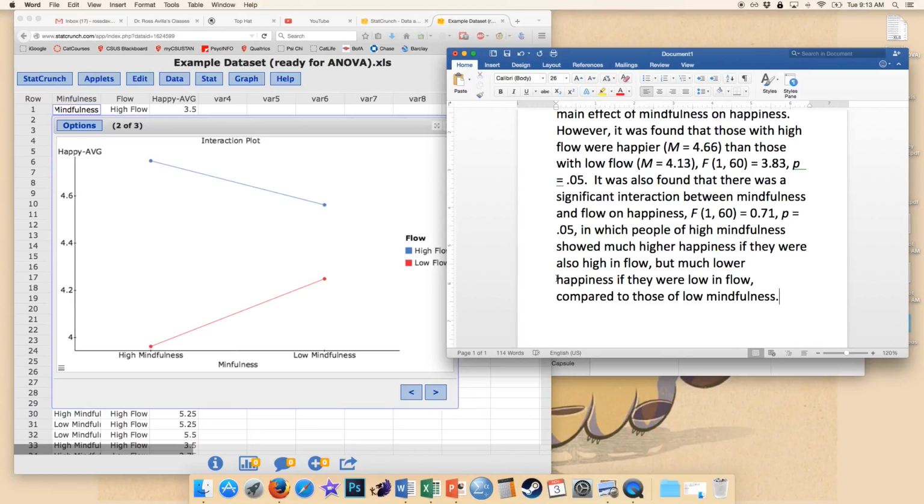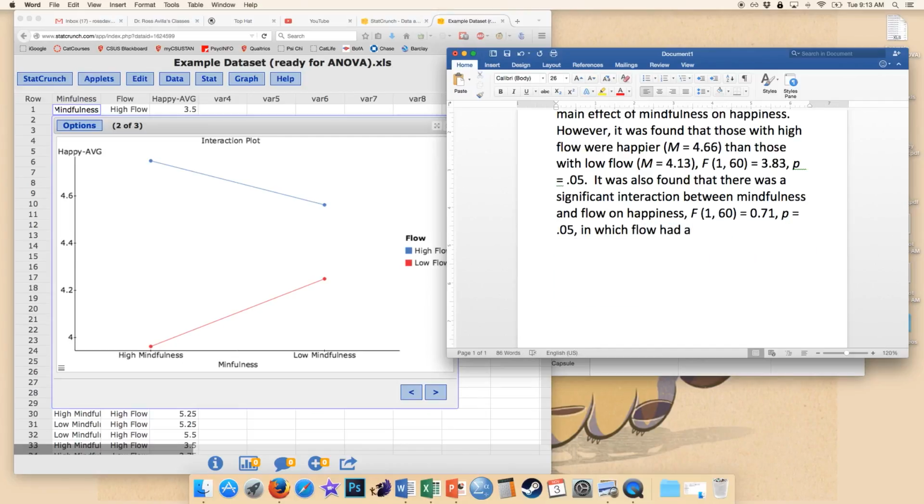So it's a bit complicated. You can explain it any which way you want, but that's one interpretation of it. So basically, flow had a bigger effect on happiness if people were high in mindfulness. And in fact, this is one way to phrase it. Maybe that's a simpler way. You just go in which flow had a stronger effect on happiness in those who possessed high mindfulness.